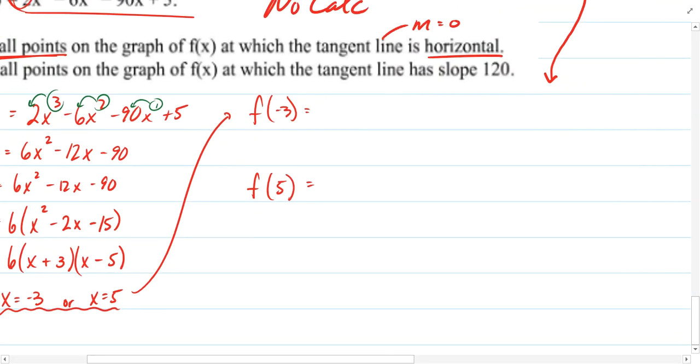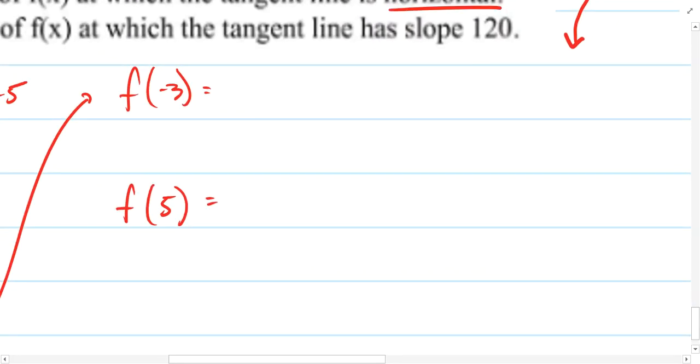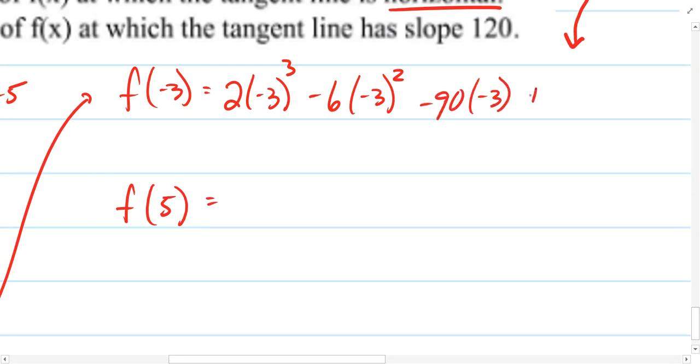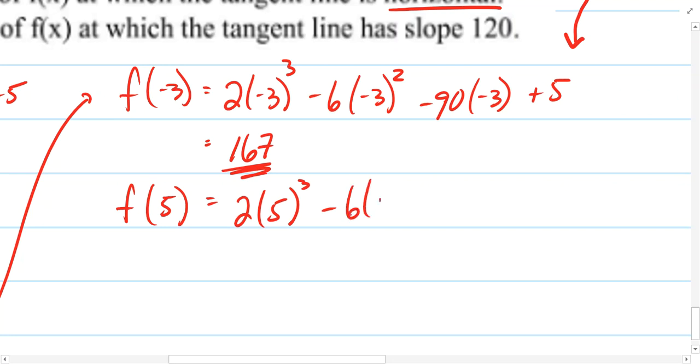Now here's where I think a calculator might be permitted if I ask you to go this far, because if I evaluate 2 times -3 cubed minus 6 times -3 squared minus 90 times -3 plus 5, that's going to be tough to do without a calculator, or at least too time consuming. So evaluating that and showing that it equals 167 I think would be fine for a calculator portion of a test or a quiz. But everything leading up to that I think can be done without a calculator, including finding those x values a moment ago.